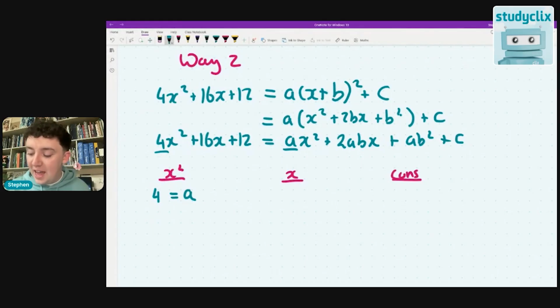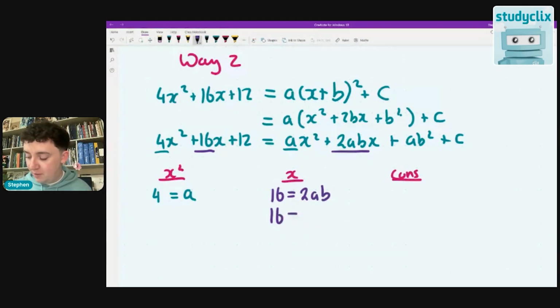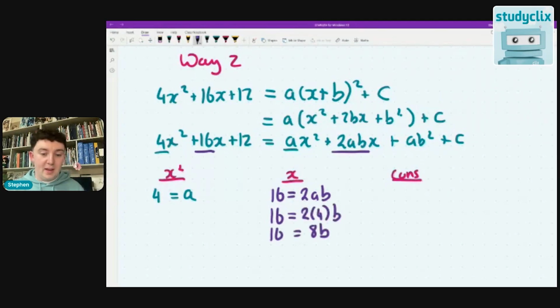Let's move on to the x terms, okay? So if I think about the 16 in front of the x on the left, that has to equal the number in front of the x on the right, which is 2ab. Now I'm saying to myself, Stephen, you know a is 4, so fire that in, 2 by 4b, and I'm getting 16 is equal to 8b. Divide both sides by 8, 16 divided by 8 is 2, so I'm getting here that b is equal to 2.